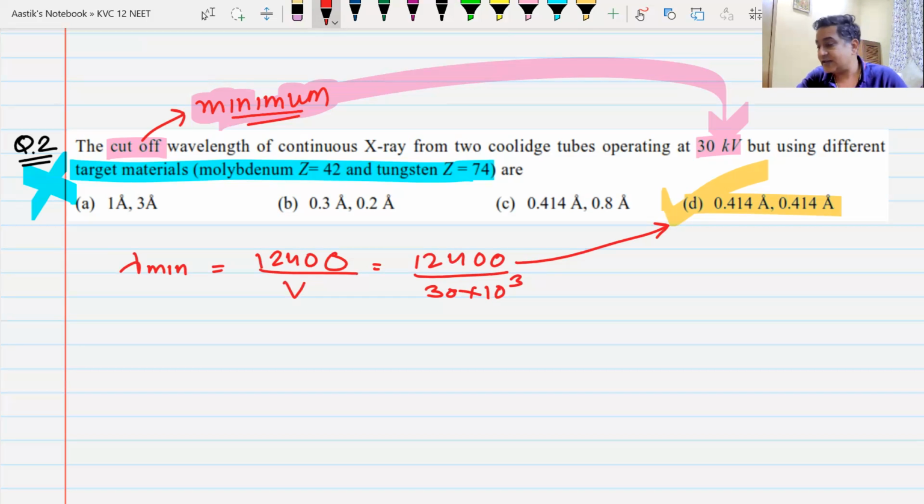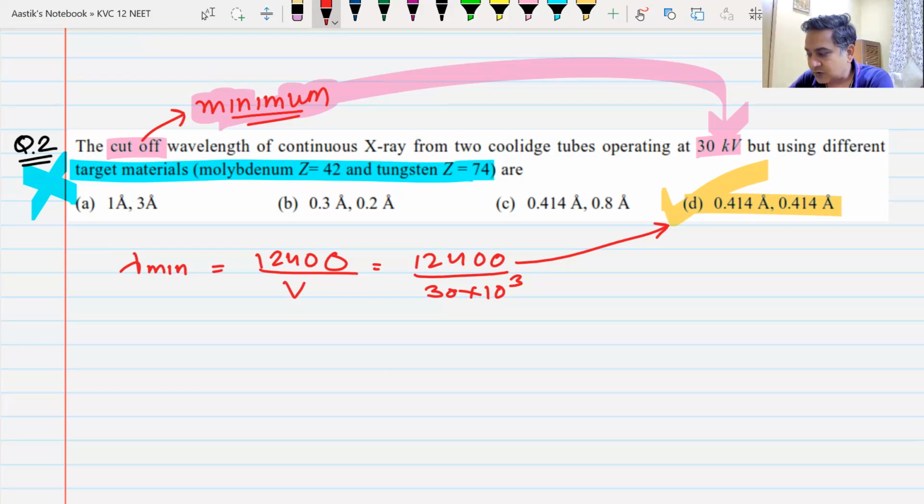Do we understand this? Yes or no? Yes, sir. So you could have done this question without calculating. But something does depend on the type of metal, and that is the next type of X-rays, which is known as characteristic X-rays.